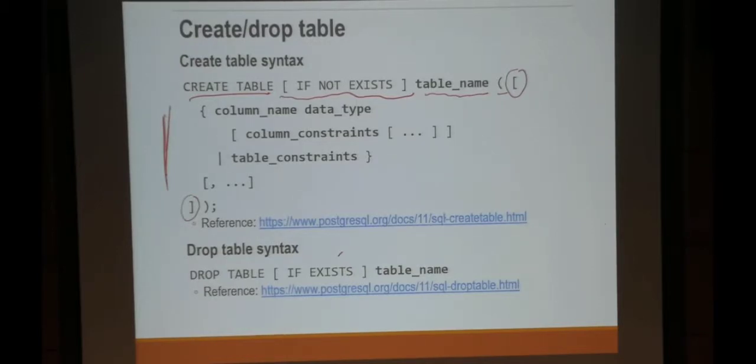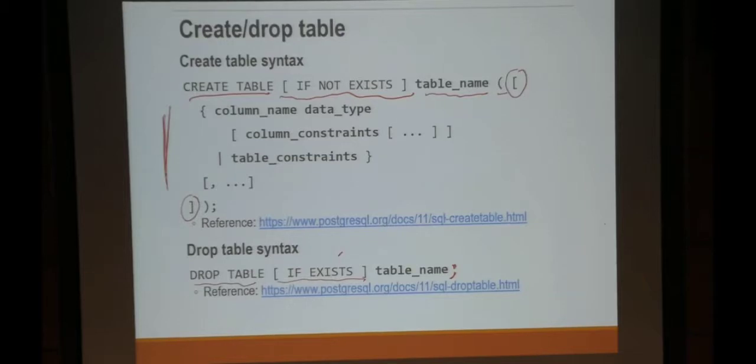To drop a table, you can just say drop table. That's the keyword. And then this one is optional. And then you just give the table name. There's something that I forgot here: every statement will end with a semicolon in PostgreSQL.